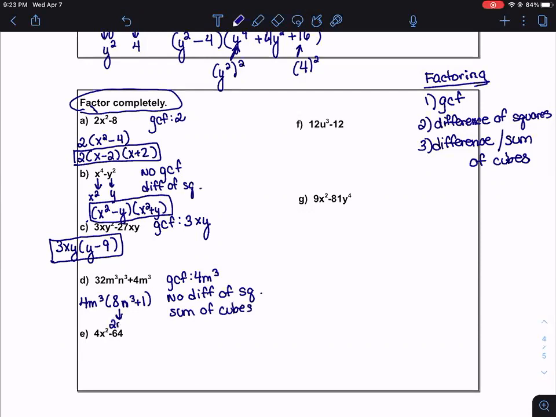8n to the third is a perfect cube. Its cubed root is 2n. 1 is a perfect cube. Its cubed root is 1. So I'm going to continue with that over there. So this will factor into a binomial and a trinomial.